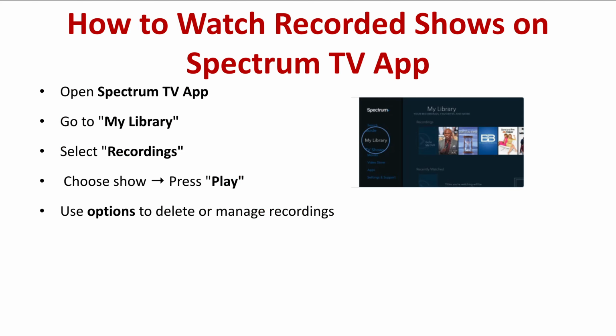On the Spectrum TV app, go to My Library, then select Recordings. Choose a show, then press play. Use the options to delete or manage recordings.